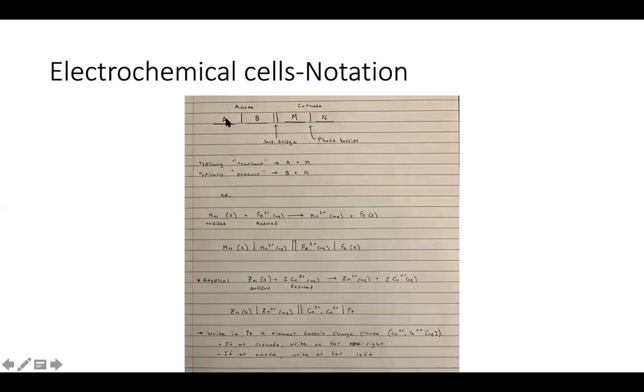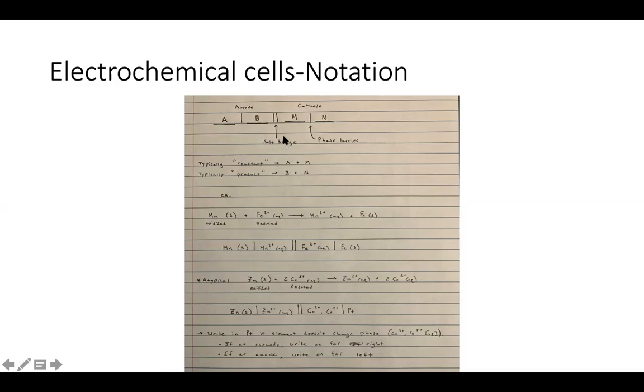Now something to note is that A and B and M and N are typically the same element. They just change in their charge, and often their state. Notice that A and B are pretty much the same compound, as are M and N, but they're separated by a single line, while these double lines separate completely different compounds. And we'll look at that with the examples coming up.